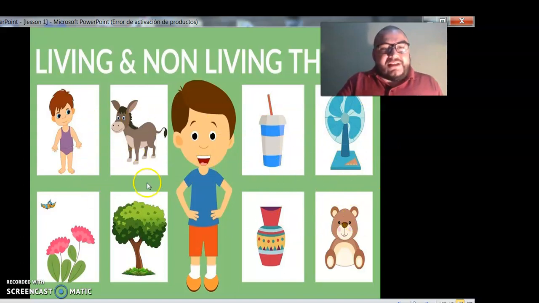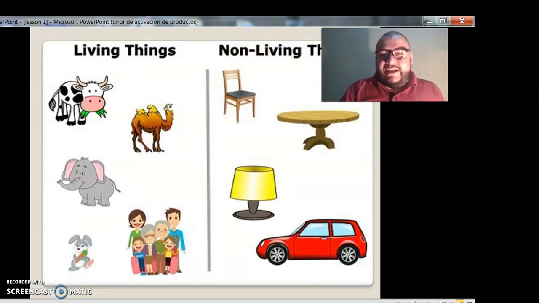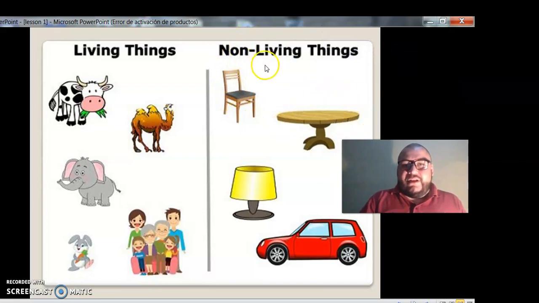The living things need air, water to survive, right? And food. Living things: all of these animals, the bacteria, plants, right? Trees, butterfly, dog, boy, all of this is living things. Non-living things: the chair, the table, the lamp, and the car. Non-living things.